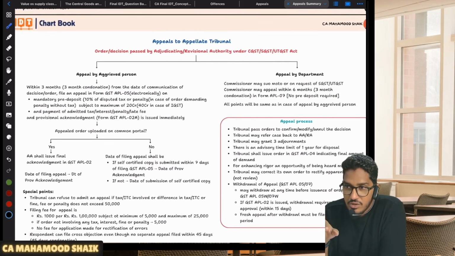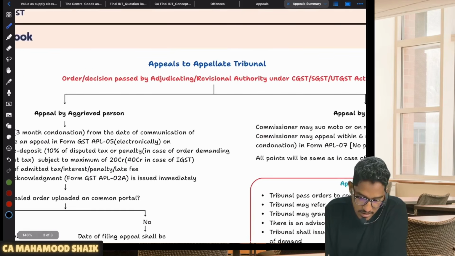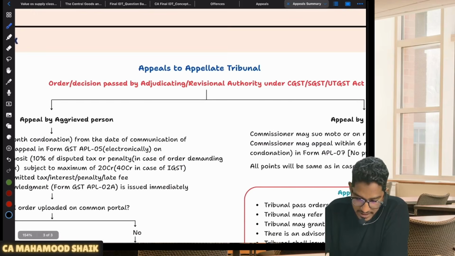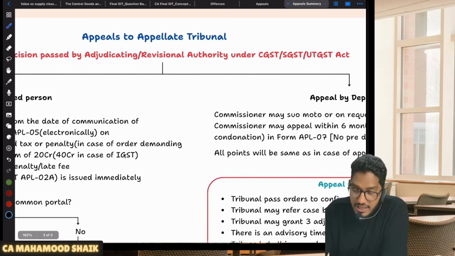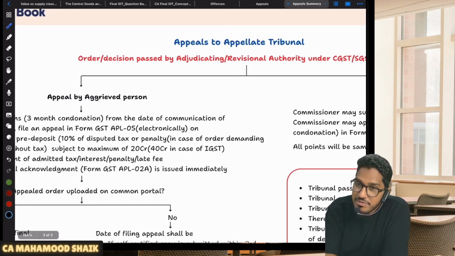Right. Now let us come to this: even if you are not happy with the appellate authority's order, you can approach whom? Appellate tribunal, GSTAT, you can approach. Is there any more case where you can go to GSTAT? If you are affected by the adjudicating authority's order, or not happy with the appellate authority's order, then you can go for the appellate tribunal. Is there any more case where you can go to the GST appellate tribunal? Revisional authority's order. Same here. So if the order or decision is passed by either the adjudicating authority or the revisional authority, then you can go for appeal to the GST appellate tribunal.